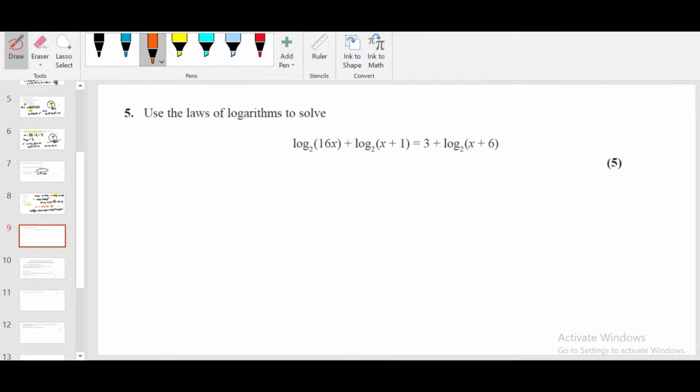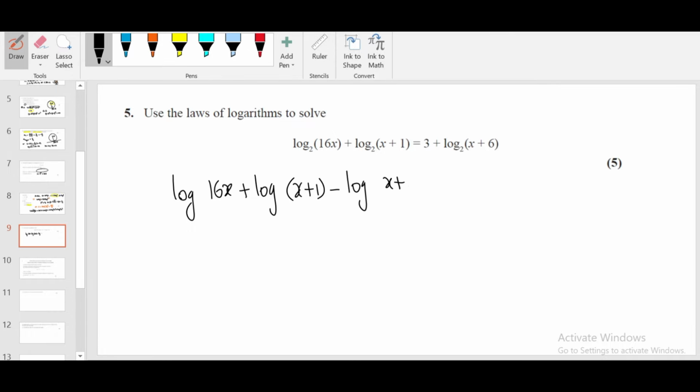Solving logarithmic equation. Step number 1, collect all the logarithms to one side of the equation. So you get log 16x plus log(x+1) minus log(x+6) is equal to 3. Make sure you take a look at the base. They must have the same base. That's the first step. Collect all the logarithms to one side, push the numbers to the other side.